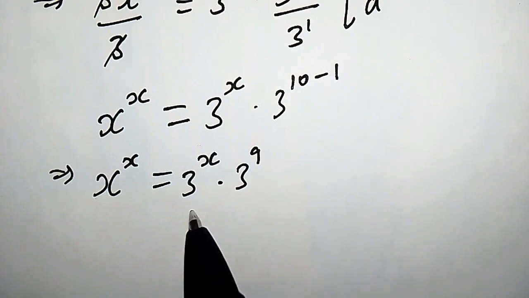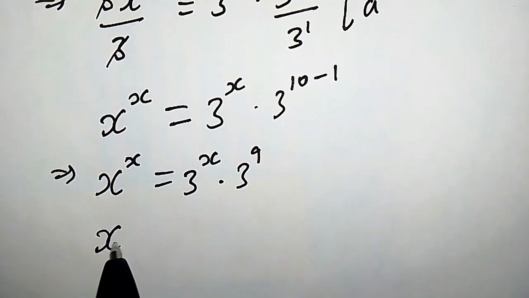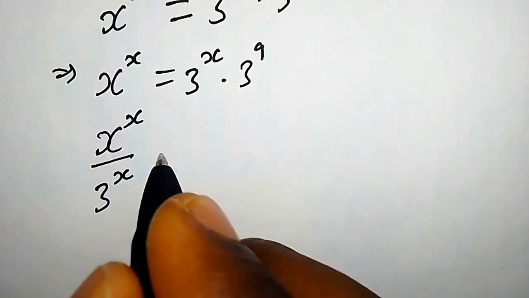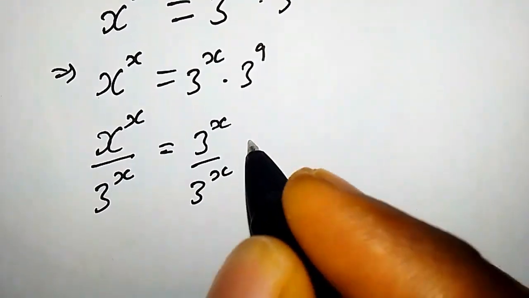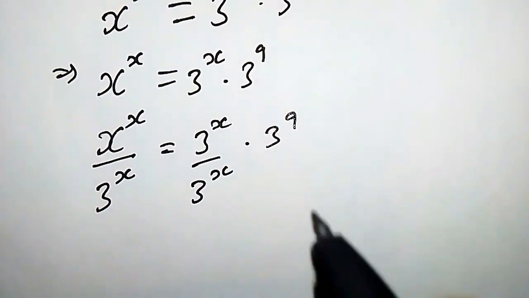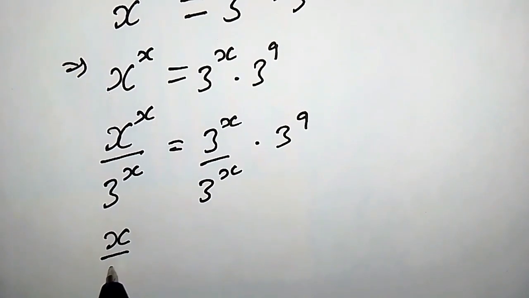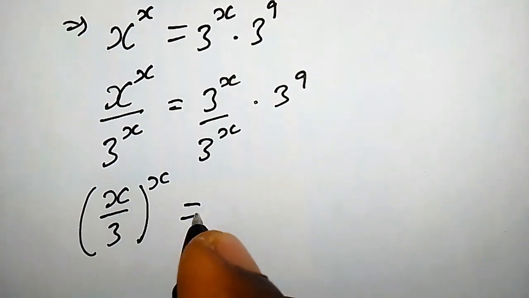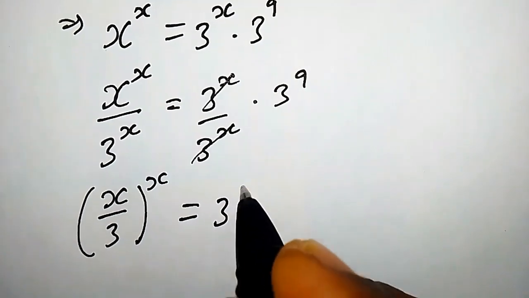Now, again, let's divide both sides of this equation by 3 to the power of x. So we get x to the power of x over 3 to the power of x equals 3 to the power of x over 3 to the power of x times 3 to the power of 9. This could be written as x over 3 to the power of x. Clearly, these also cancel each other. So we have 3 to the power of 9.